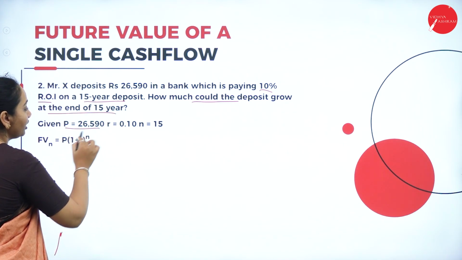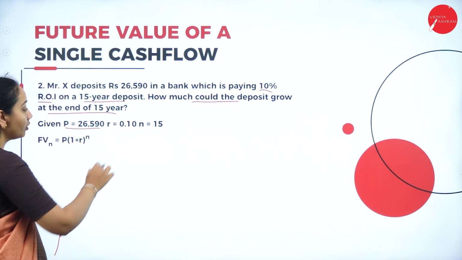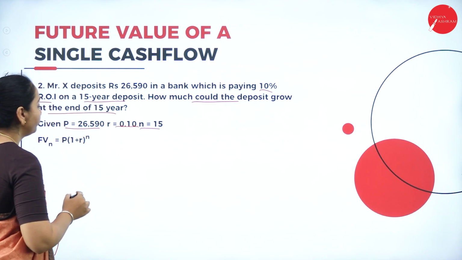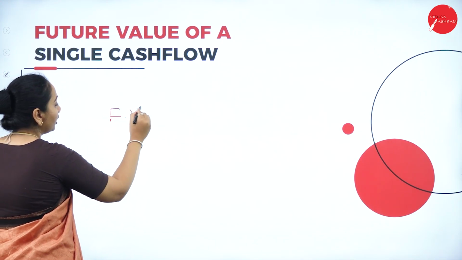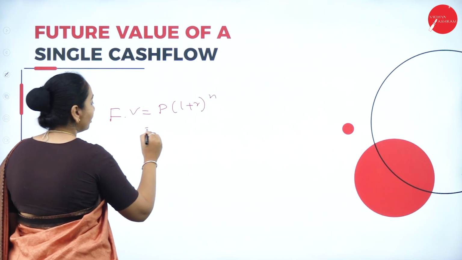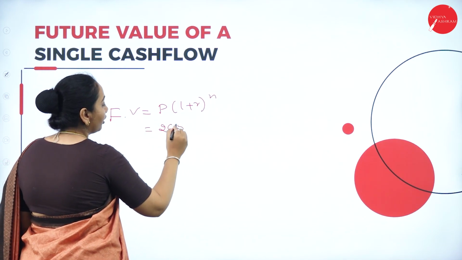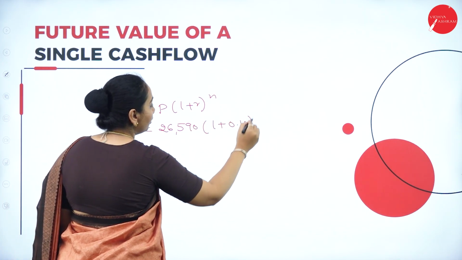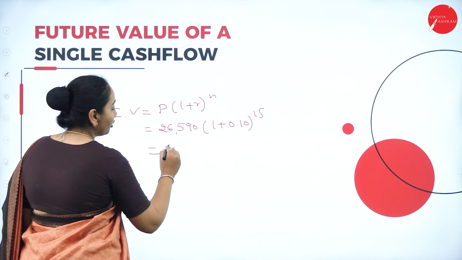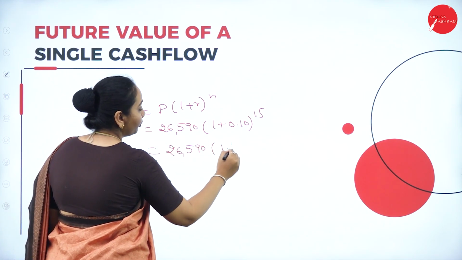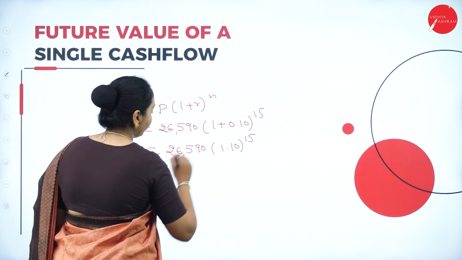So first, P is equal to 26,590, R is equal to 0.10, then N is equal to 15. So future value is equal to P into 1 plus R whole to the power of N. So 26,590 into 1 plus 0.10 whole to the power of 15. So 26,590 into 1.10 whole to the power of 15.